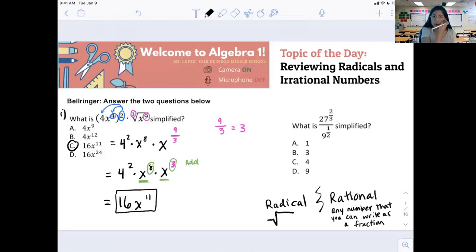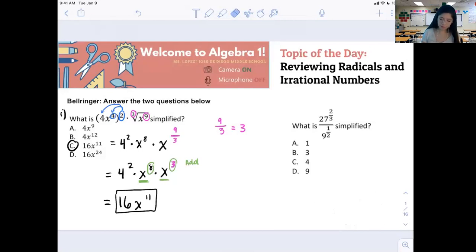Okay, so one more time. Why did I get 11 and not 24? Because for this, it's one of the rules. I forgot the number, but on one of the rules it said we have to add when there's multiplication on bases, and if there's parentheses and there's a power, that means we're going to have to multiply.